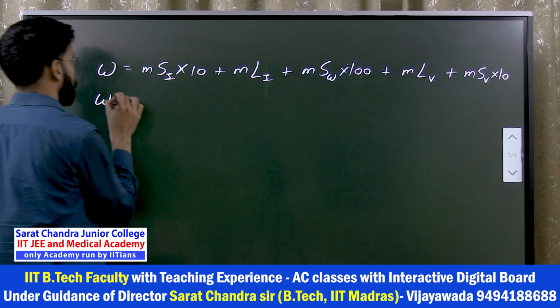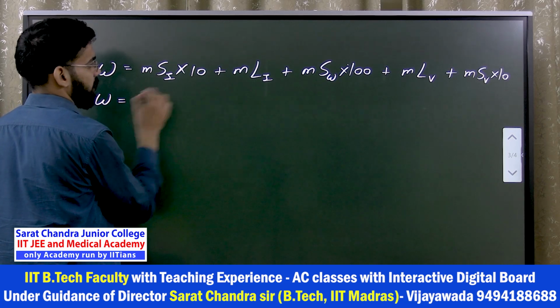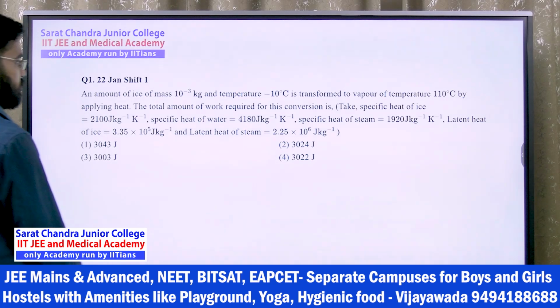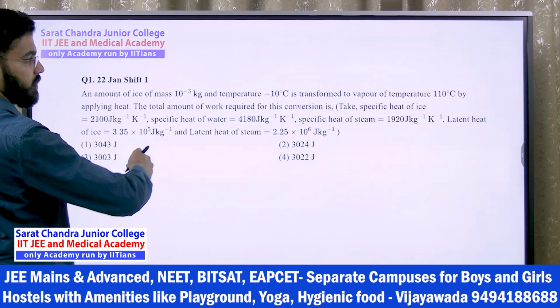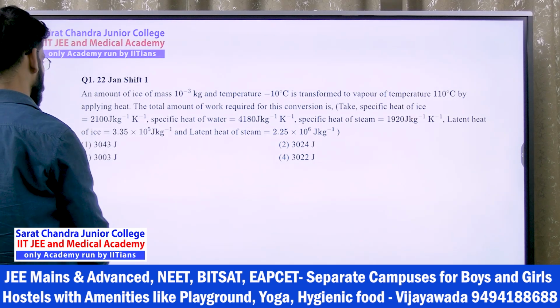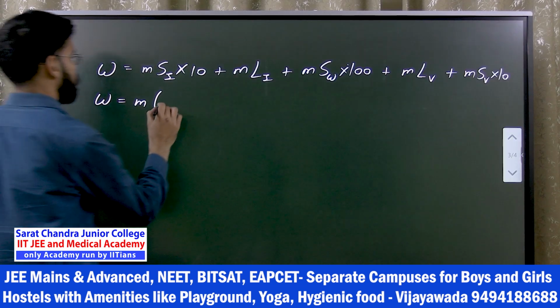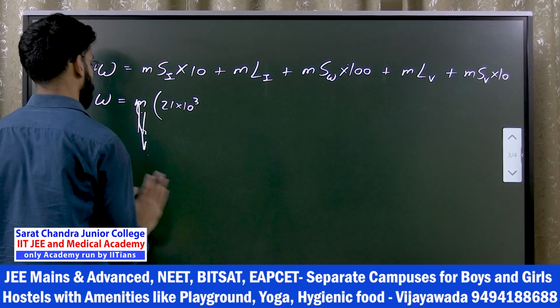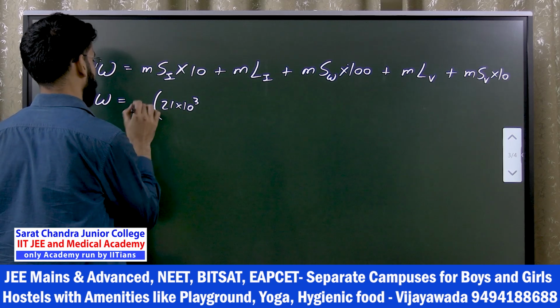Let's solve it. Take mass m common here. Specific heat of ice into 10. The specific heat of ice is given here as 2100, so 2100 means 21 into 10 to the power 3. And m is given to you as 10 to the power minus 3.